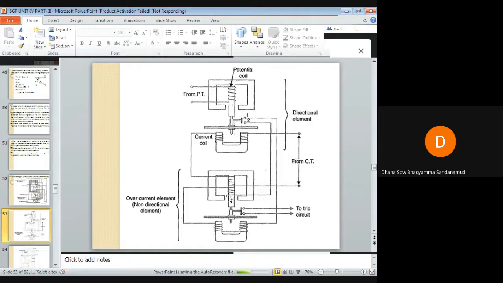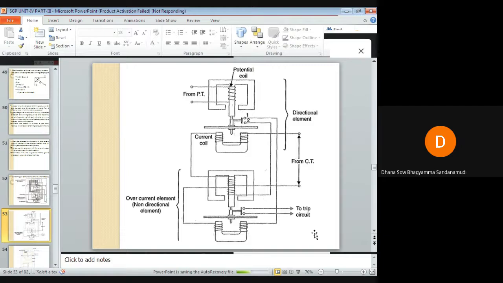So because of the interaction of the flux in the upper electromagnet of your overcurrent element and the flux in the lower electromagnet, the resultant driving torque induced in the disk, whose magnitude will be greater than the control torque, will cause this moving contact to move towards the fixed contacts of the trip circuit. When this moving contact comes in contact with the fixed contacts, the trip circuit is closed, hence the trip coil is energized, and hence the circuit breaker is open.